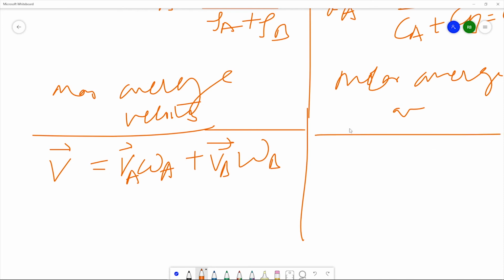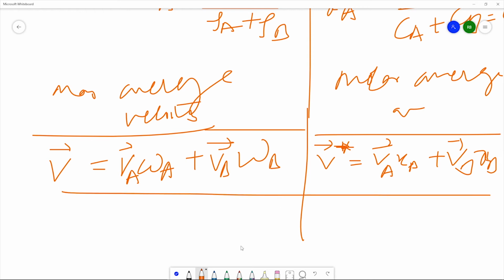And what about the molar average velocity? We write it like this, v star. All in vector form. So this is the same: molar concentration and velocity of A, plus molar concentration and velocity of B, and the mole fraction of B, right? This is star. So this is very important, and I think this is mass average velocity, right?